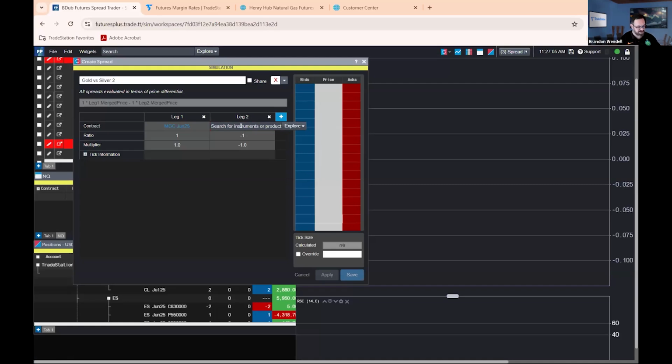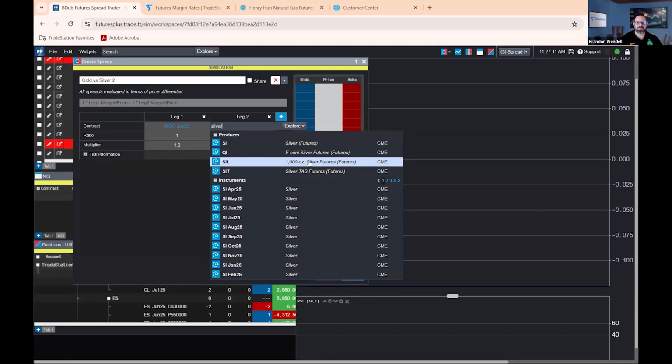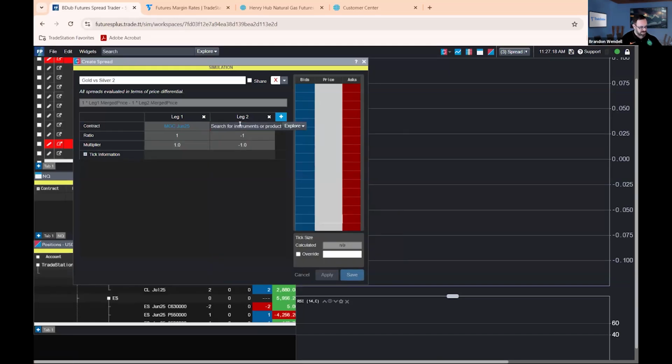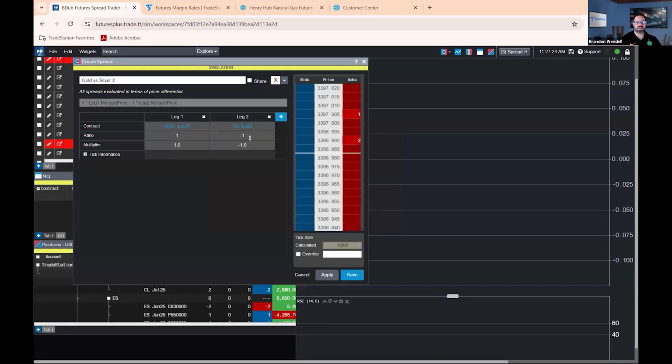And then for silver, I just do the same thing. Type in the word silver. If I don't know the symbol, it brings them up. I'm doing the micro. So right there it is, SIL 1000 versus the 5000 full size. SIL, and I can go to July, and there they are.